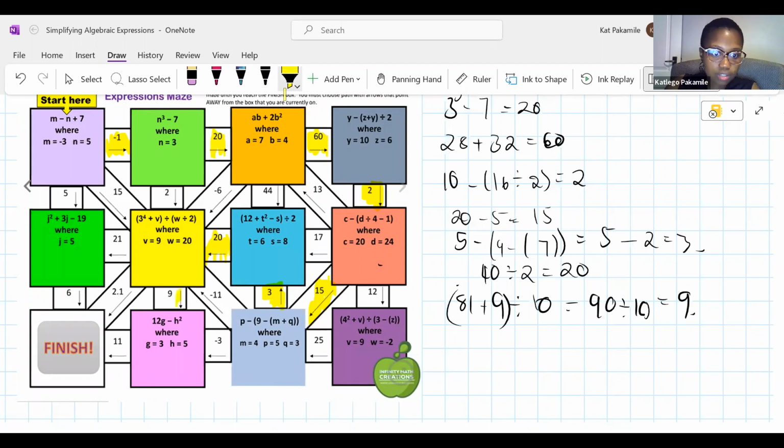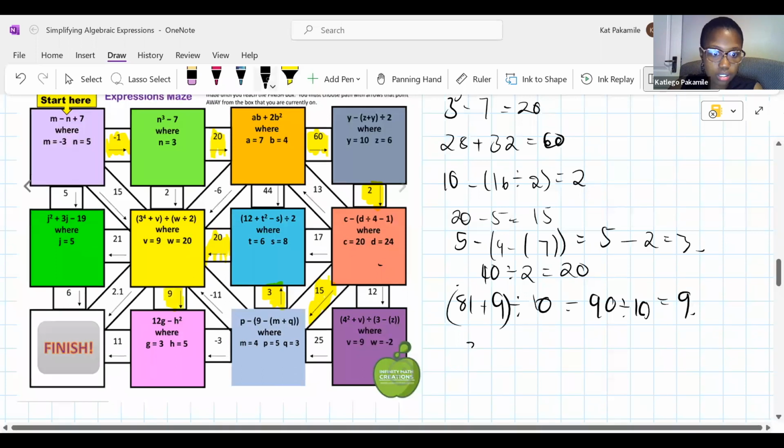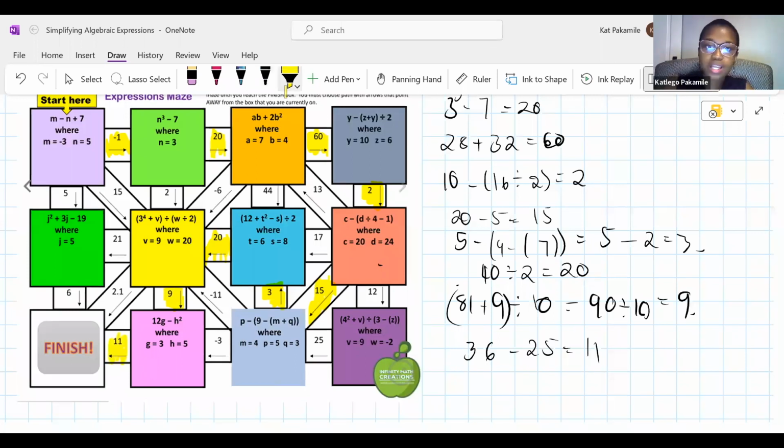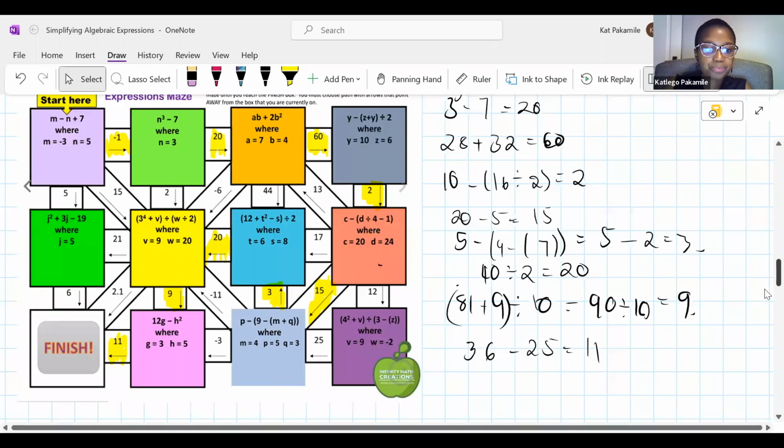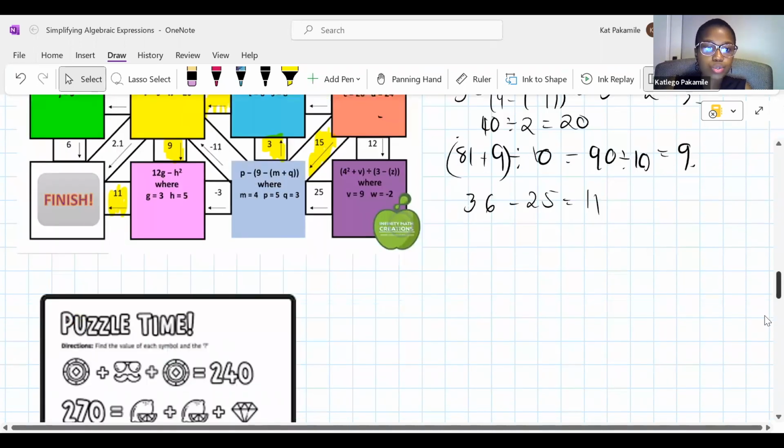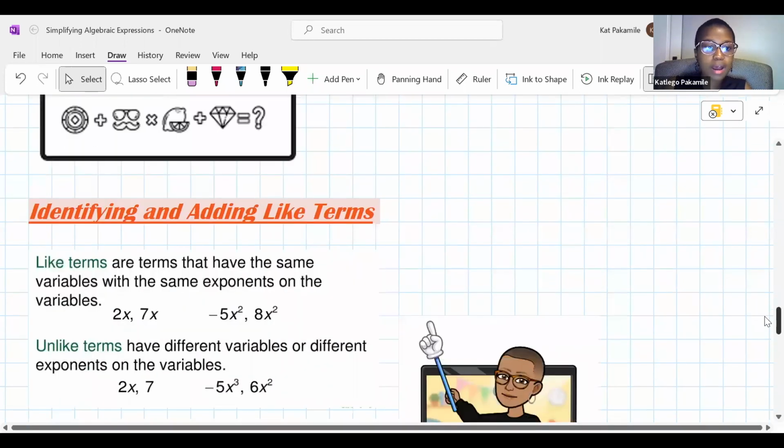What's the answer for the purple block? 11. Let's check. 12 times 3 is 36 minus 25, which is 11. We have finished our maze. Woo. That was a nice brain break, wasn't it? I think it was a nice brain break. Okay, we're not going to do this one. We have to move on.